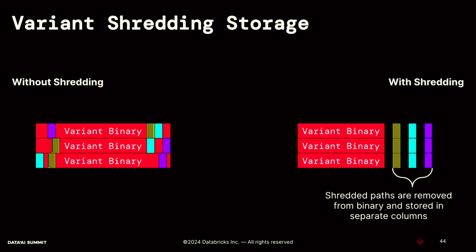With shredding, it looks more like this, where we have separate columns for each of these yellow, blue, and purple pieces of data, and they're also fully typed in that column. They're removed from the binary, so the binary is actually smaller in this case. This is what it looks like on disk with the shredding involved.